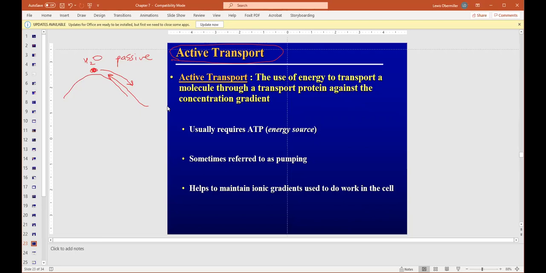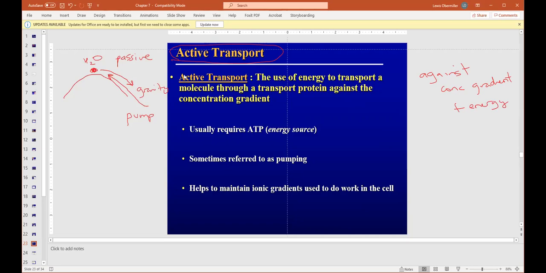Or you could pump it, right? You could use like an electric pump or whatever. But in whatever case, if you want to go against gravity, you have to put in energy, right? If you want to go against the concentration gradient, you have to add energy.